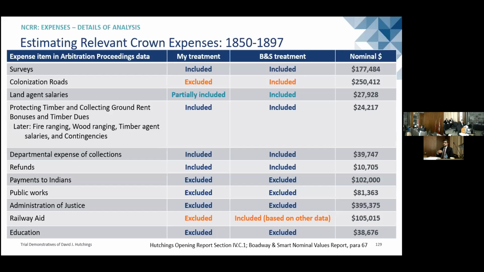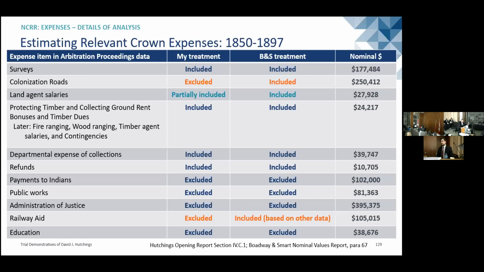Okay, so if we flip over to slide 129, I think this is a good summary that you prepared of where there's agreement and disagreement. Yes, this slide goes through these 11 items, my treatment and Professors Bodway and Smart's treatment. Included in the far right column is the total nominal amount from 1850 to 1897, which is the period for which we have these detailed documents. As you can see, we agree on most items. Those are the ones highlighted in blue, whether we both include or both exclude. There are two that we disagree on, which are colonization roads and railway aid.